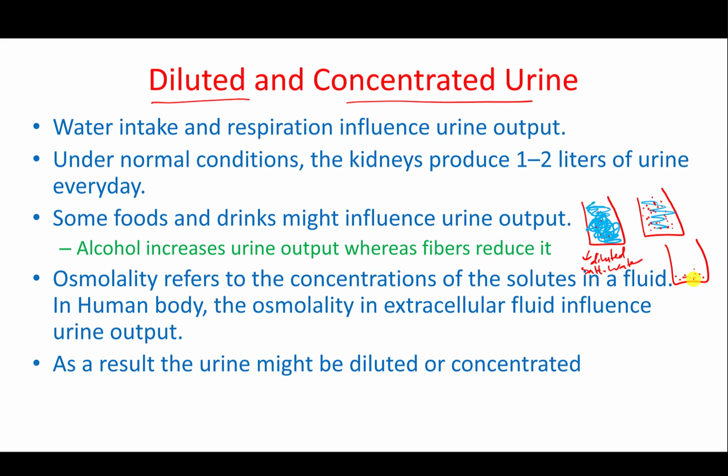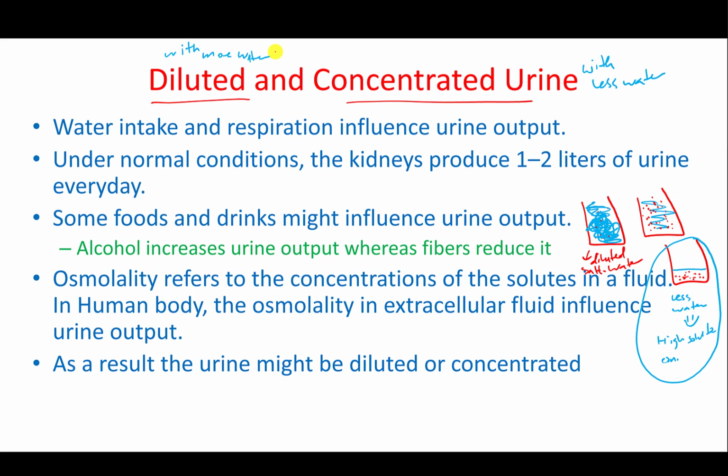All the salt is down, and this is the level of water. So here I have less water, which would lead to high salt concentration. So in this case, we have concentrated urine. So concentrated urine is urine with less water. We can think of it like this. Whereas diluted is urine with more water.